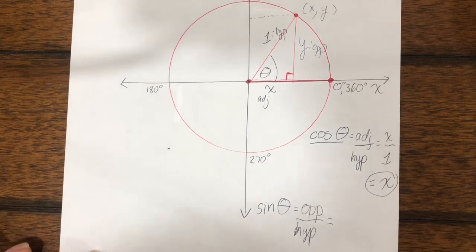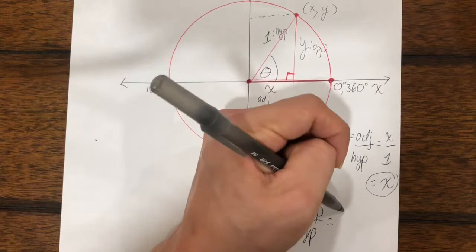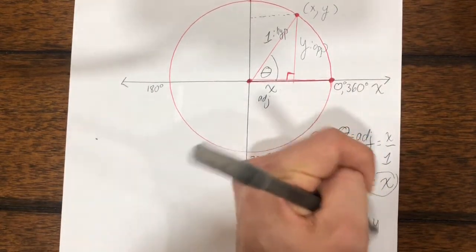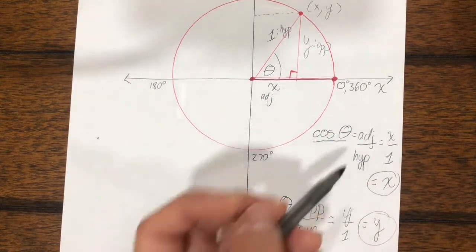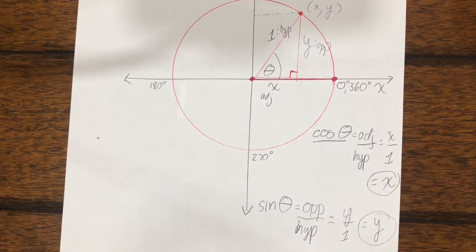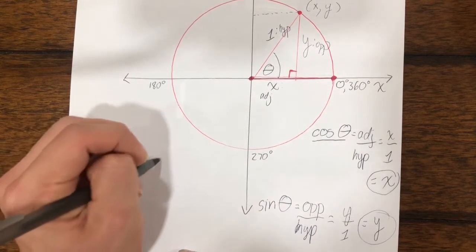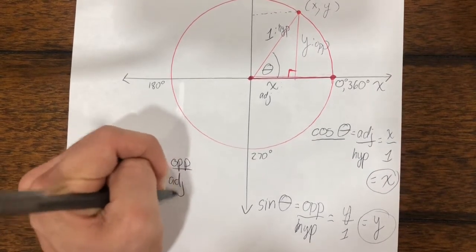So for my ratio for sine, it would be y over 1. And if I were to simplify this, it would just be y. So sine of theta equals y. So cosine of theta equals x, sine of theta equals y. All right, now we're left with tan of theta. Now I'm going to do tan of theta over in this space. So we have tan of theta, which is the opposite over adjacent.